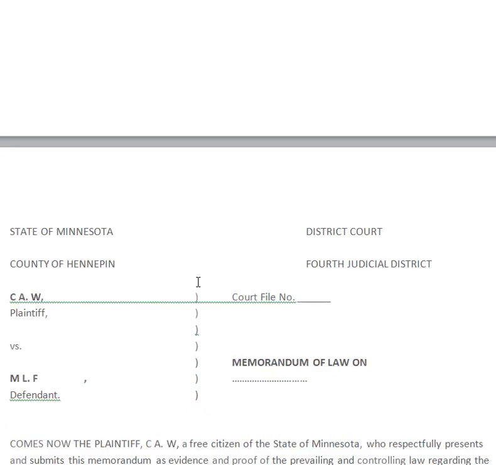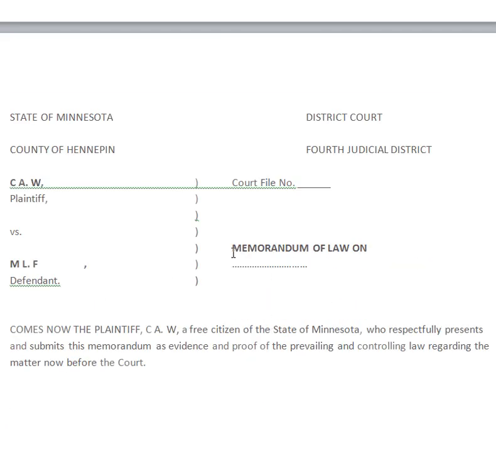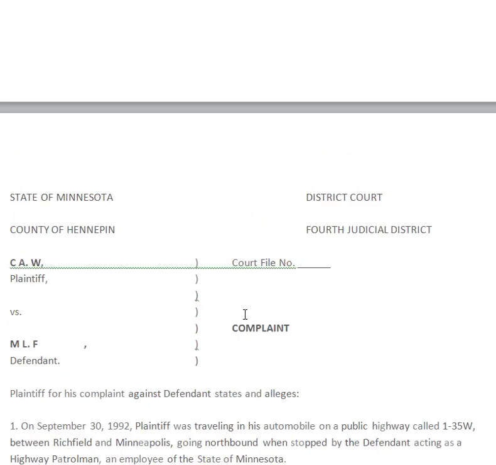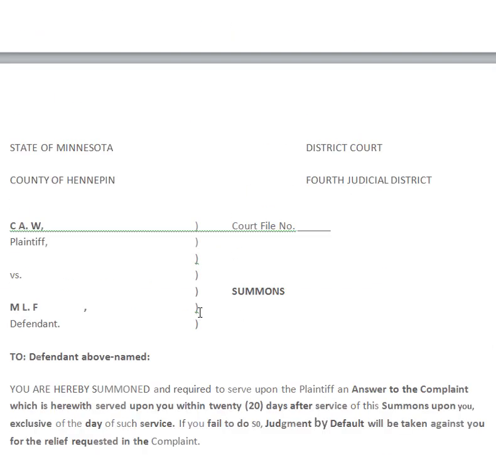Now, they also provided, and I didn't include this, a memorandum of law on all of this stuff. It says, come now the plaintiff, CAW, a free citizen of the state of Minnesota, who respectfully presents and submits this memorandum as evidence. And then they go into citing a whole bunch of codes. I didn't want to do that because I don't care about those things. It doesn't matter to me. I don't use those, but it's there for you.